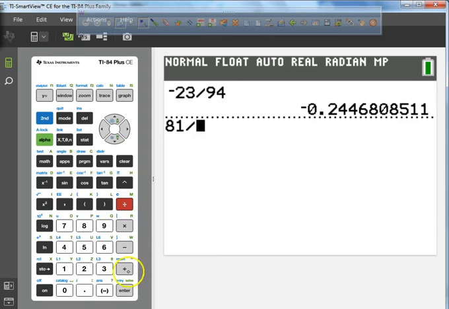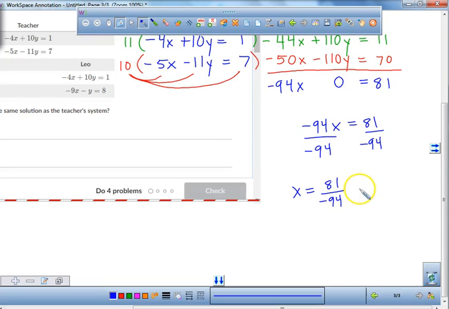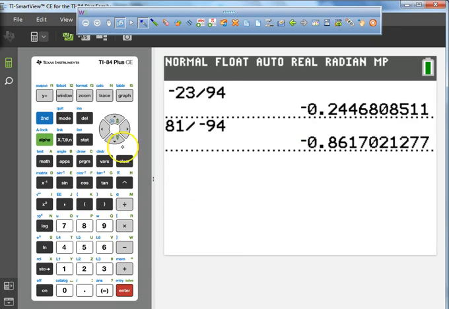81 divided by negative 94. Let's take a look at that. Ooh, that's an ugly fraction. So negative 0.861. Let's write that down. Negative 0.861. That's what it's approximately equal to. I don't think those fractions can be reduced.